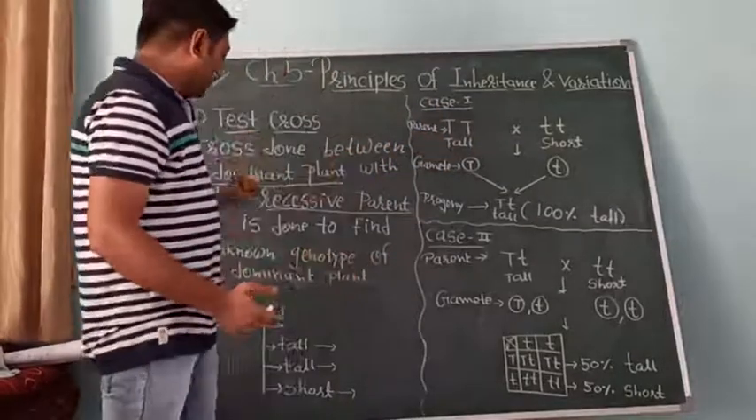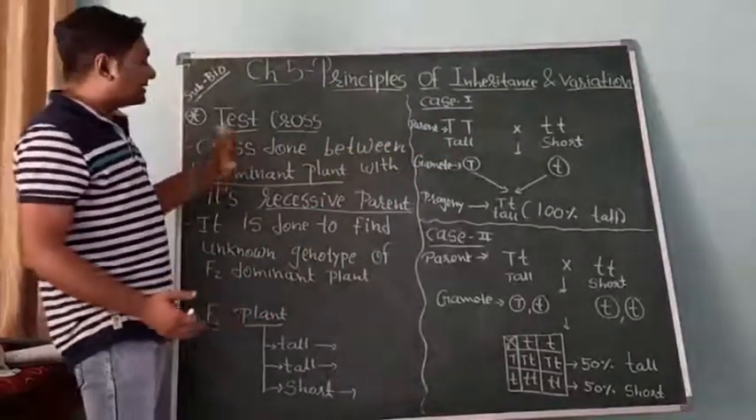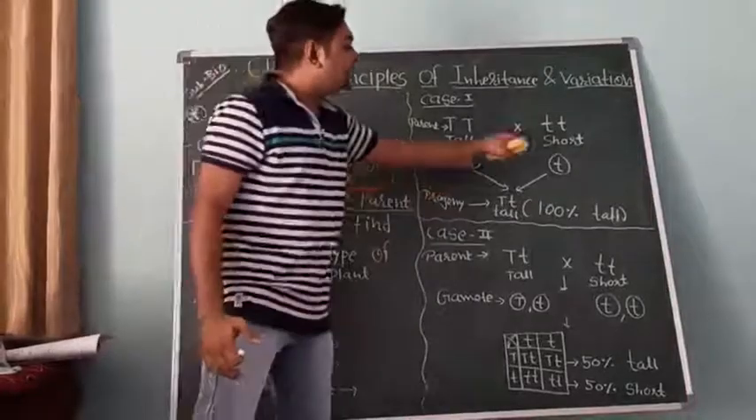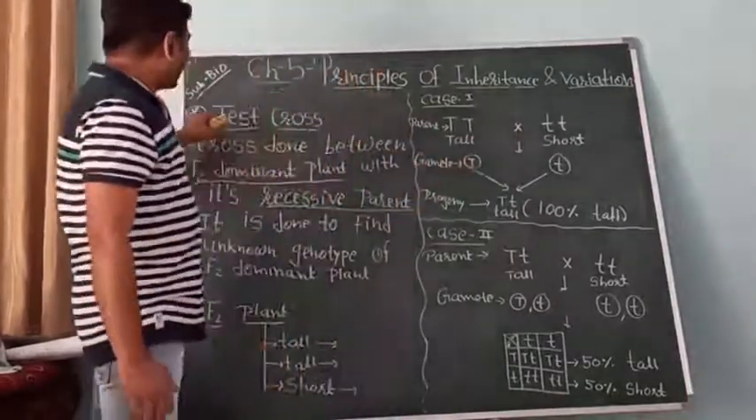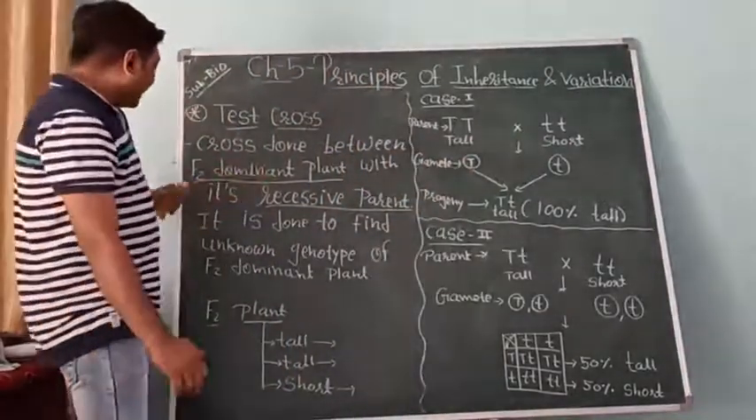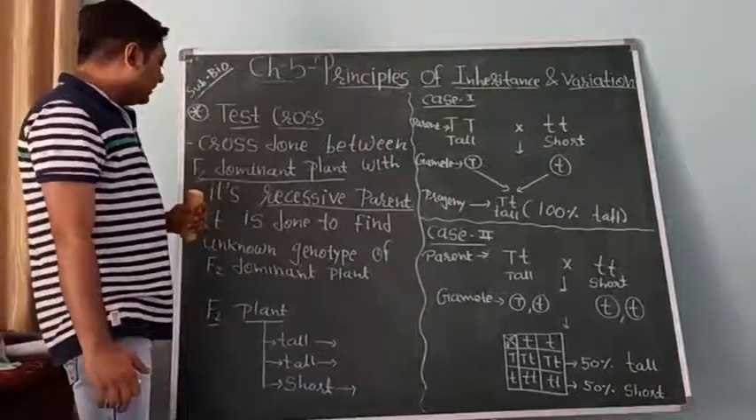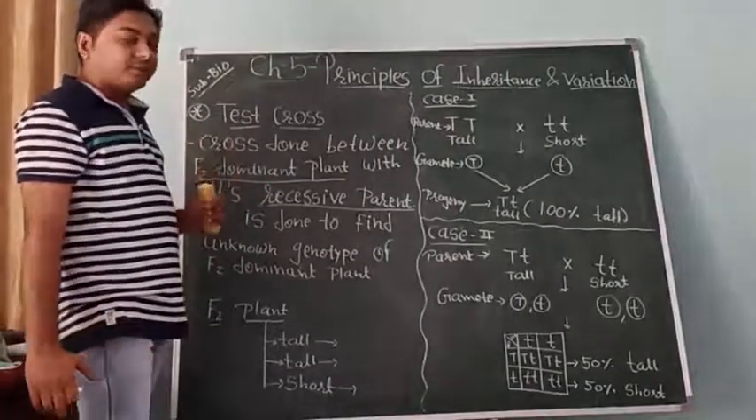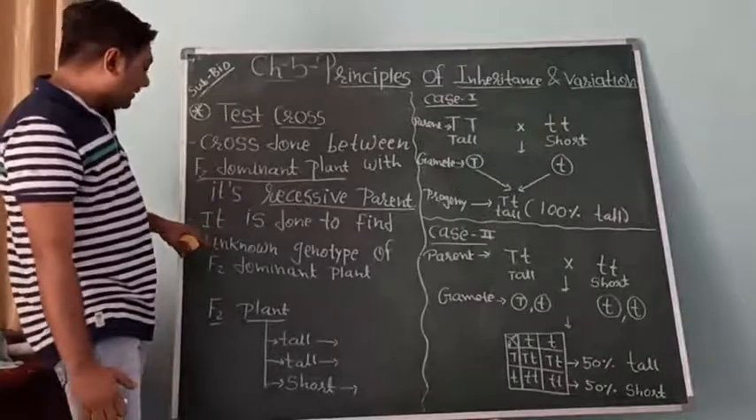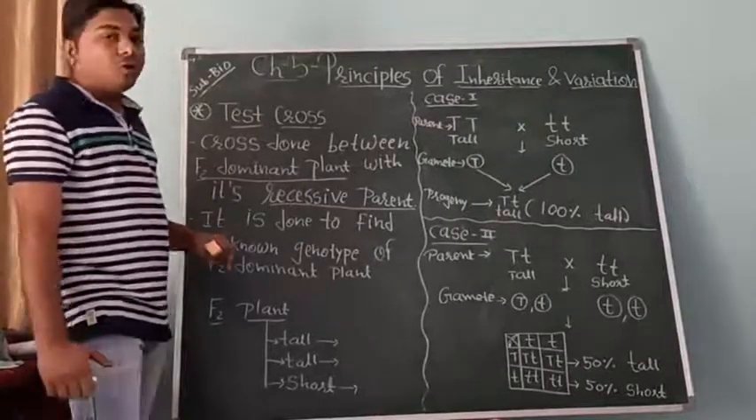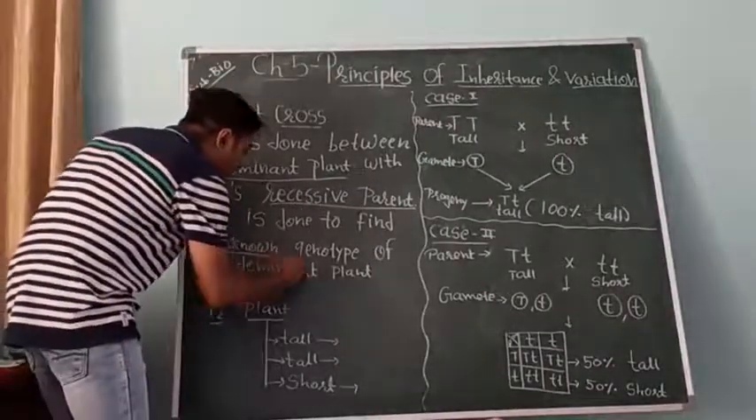Okay, so in F2, the dominant plant is tall and the recessive character is short. Now this cross is called a test cross. Why did Mendel do a test cross? What is the importance of the test cross? It is done to find the unknown genotype of the F2 dominant plant. Now, what is an unknown genotype?